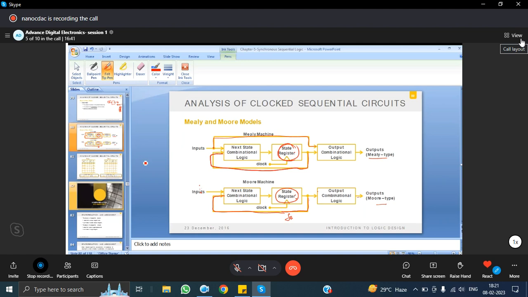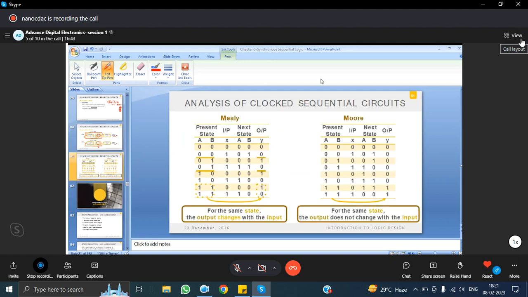Okay, so this is the Moore machine. Now you can see the difference clearly here. This is the state table for one logic circuit. Okay, this is a state table. Inputs are 0 0, 0 0, 0 1, 1 0, 1 1. A B are the present state. When x is equal to 0, the next state is not changing, output is also not changing.